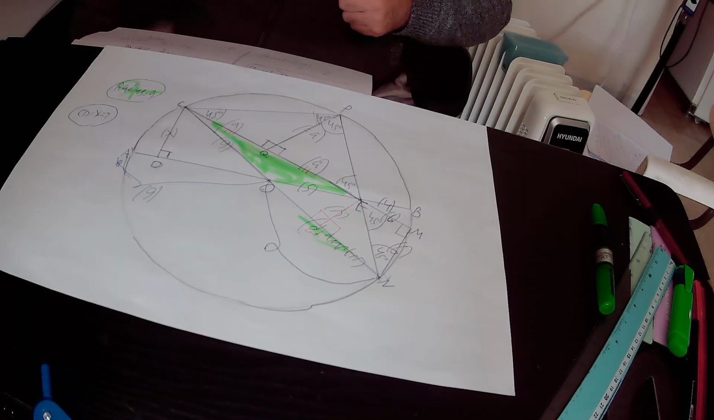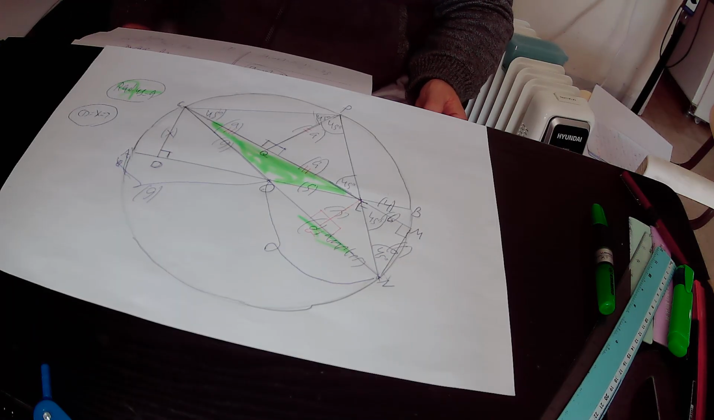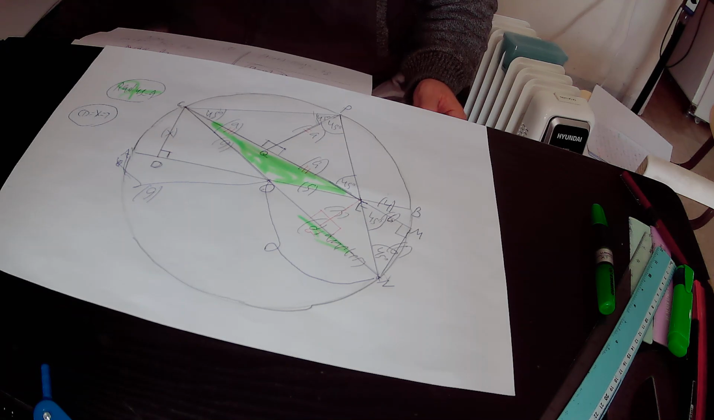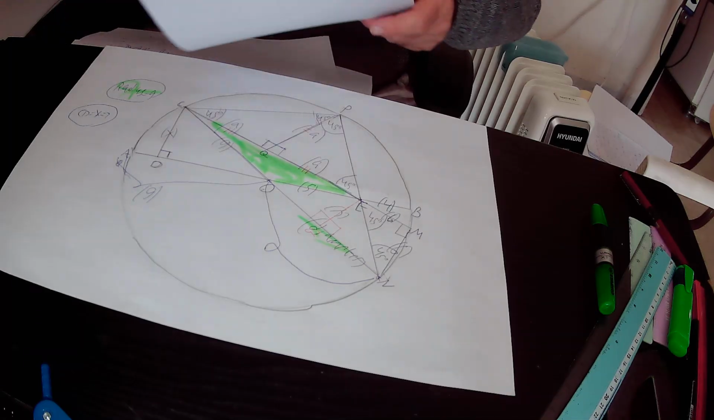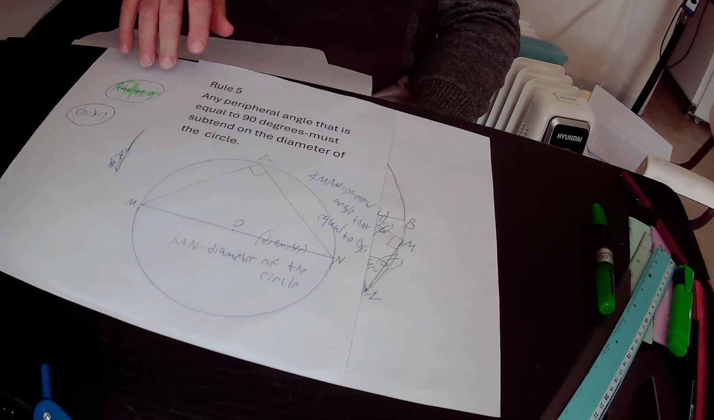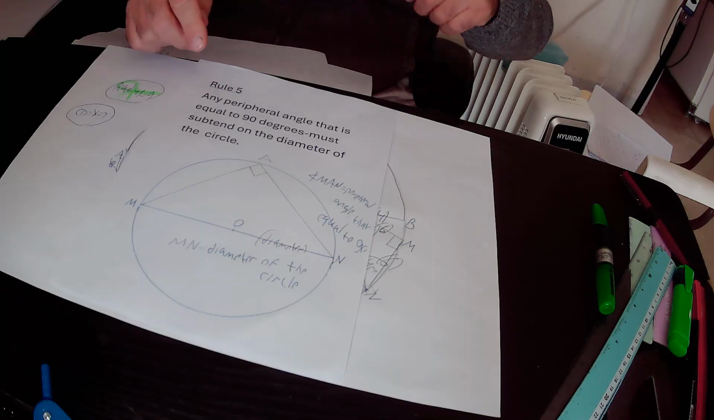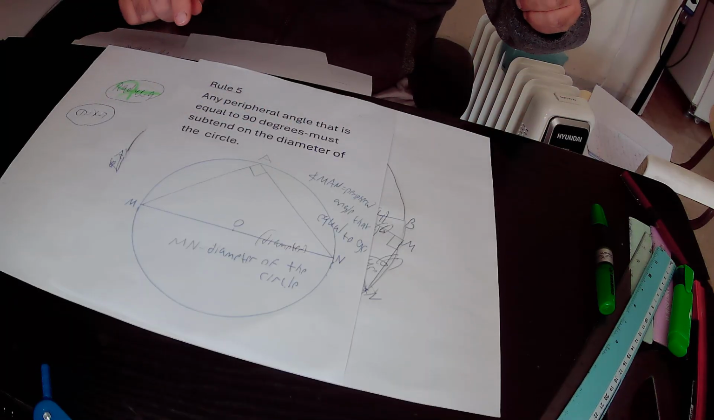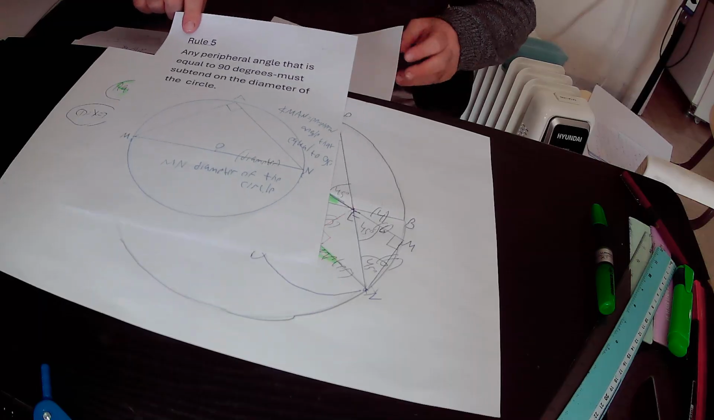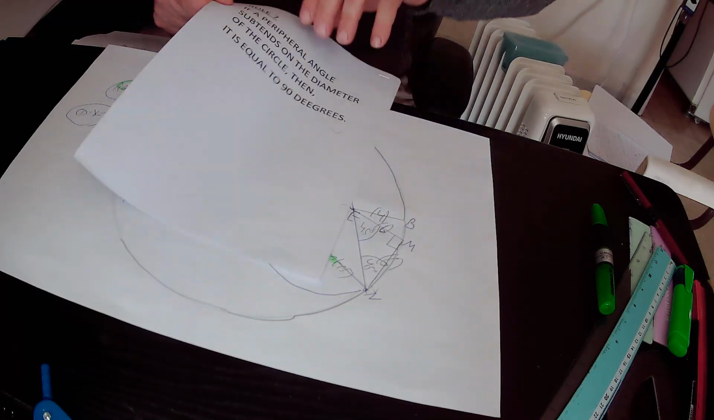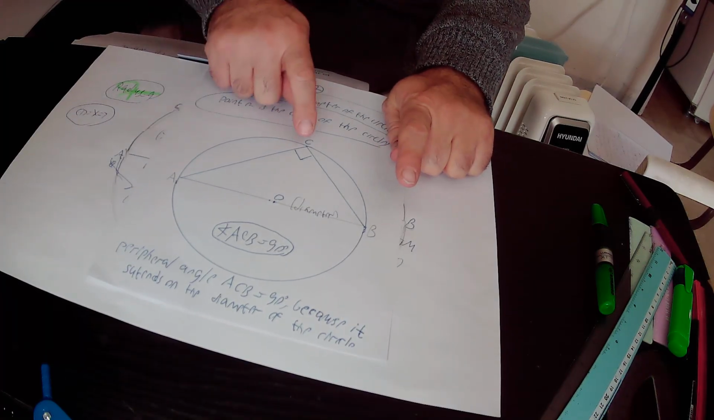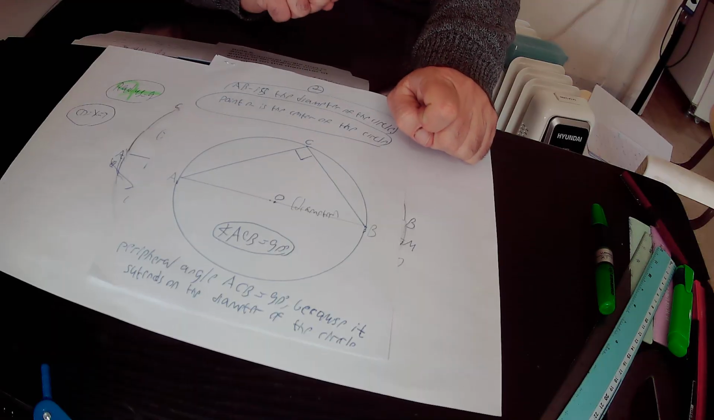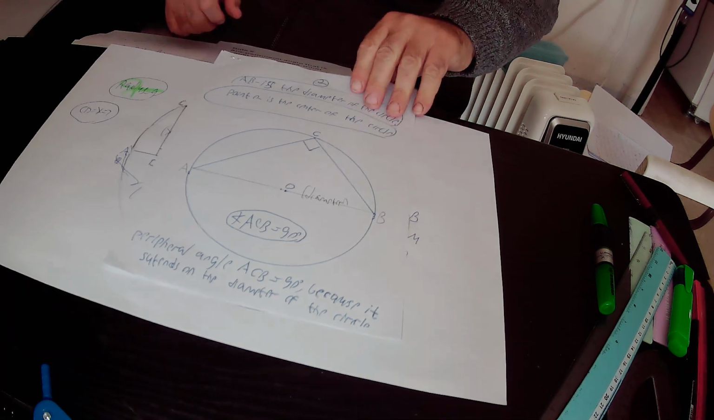Repeat again that rule 5 is the converse rule of rule 7. According to rule 5, if a peripheral angle equals 90 degrees inside, then it must subtend on the diameter of the circle. But according to the converse rule 7, if we know that a peripheral angle subtends on the diameter of the circle, then it must be equal to 90 degrees in size. Again, rule 7 is the converse rule of rule 5.